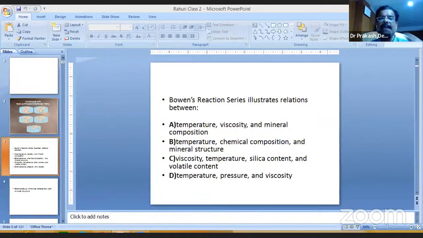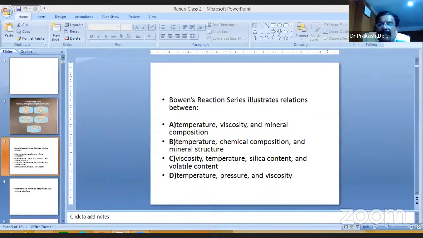Then biotite mica. Amphibole is a dark colored mineral. It's a group name. Once again, hornblende is the example for this, the group member. And then plagioclase. Consider which of the following minerals is not part of Bowen's discontinuous series.